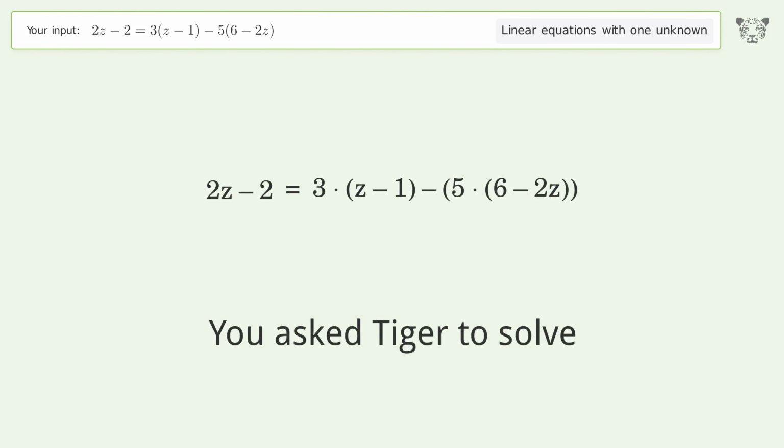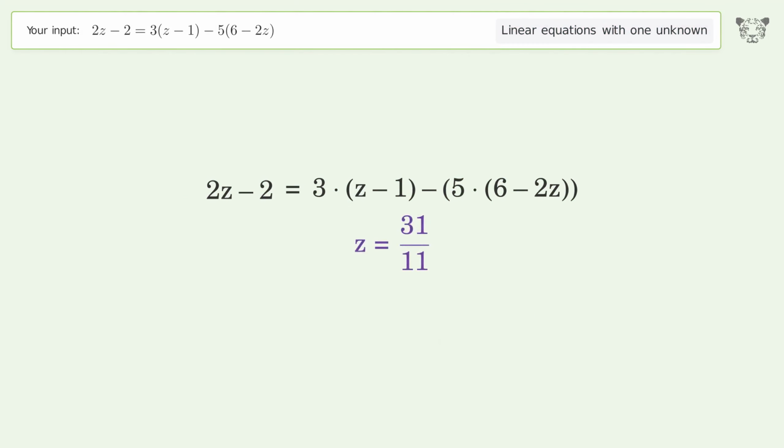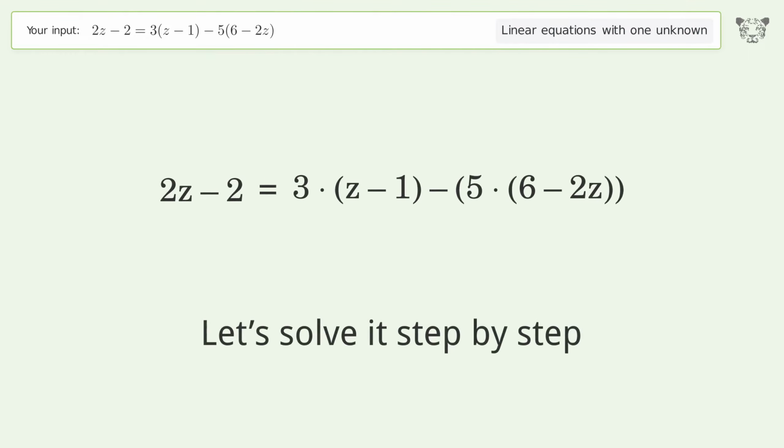You ask Tiger to solve. This deals with linear equations with one unknown. The final result is z equals 31 over 11. Let's solve it step by step.